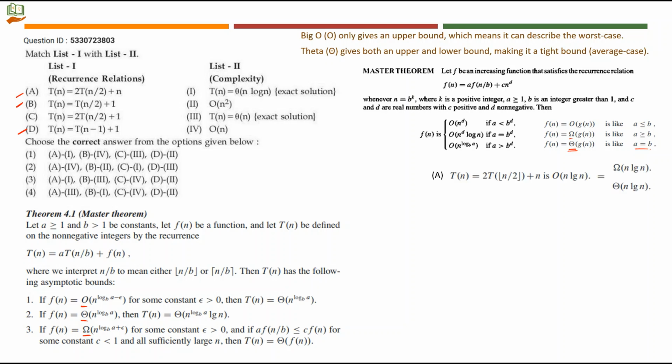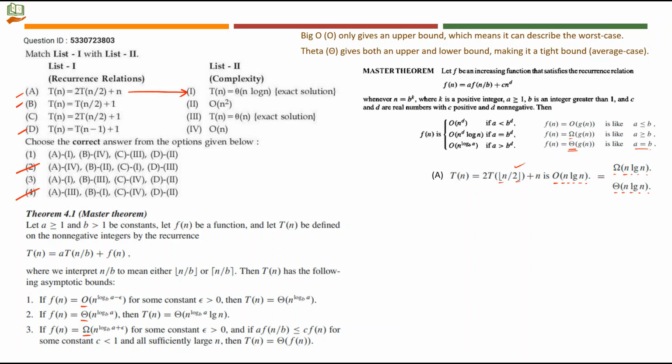Now let's take the first option. T of n is equal to 2T n by 2 plus n is actually n log n. We have found this already in the previous problem. This n log n can be taken as omega of n log n or theta of n log n with respect to this particular relation. They have given floor of. So this particular recurrence relation can be equated to any of the complexity. So we are mapping A to 1 directly. A1 is available in two options, so we are ruling out 2 and 4.